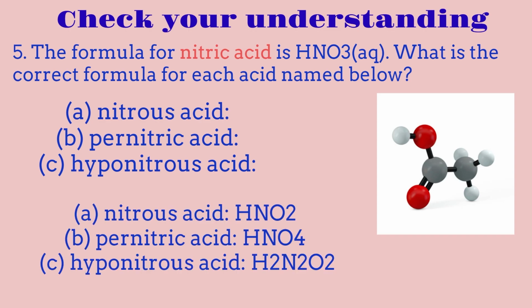So the first formula, for nitrous acid, is HNO2. The second formula, for pernitric acid, is HNO4. For the third one, which is hyponitrous acid, it is H2N2O2. So this summarizes question number 5.